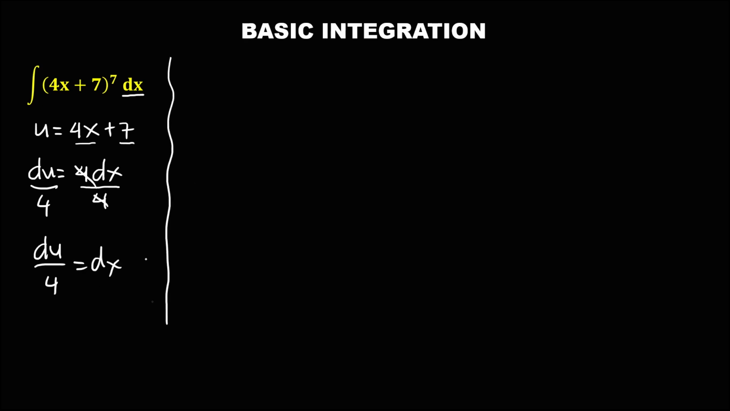Then apply now the u substitution. So we have now the integral 4x plus 7, that's u.